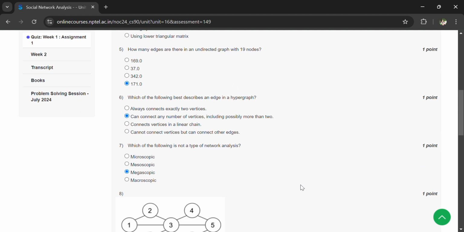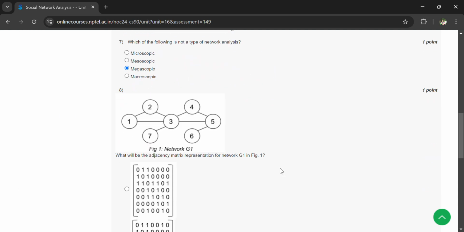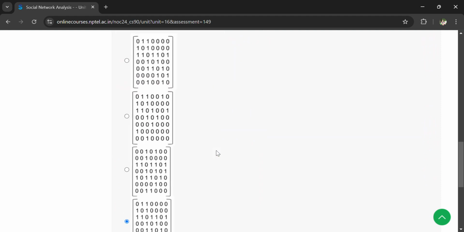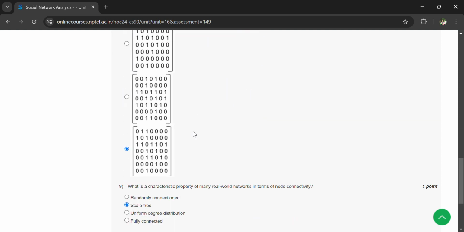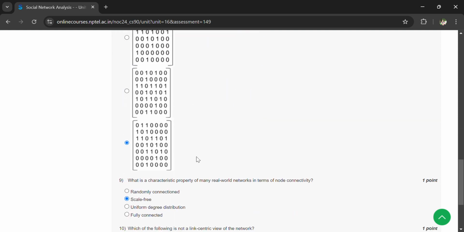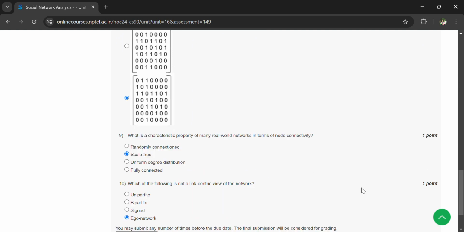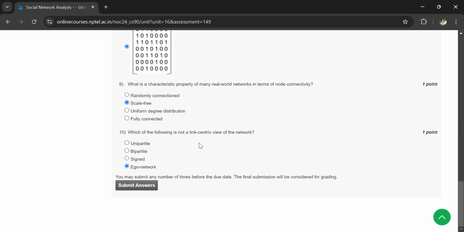Megascopic. Here we are having the adjacency graph, and we have to find out what is the adjacency matrix. Wherever there is an edge, you have to represent it as 1, and where there is no edge, we can represent it as 0. So this is the right option. What is the characteristic property of many real-world networks in terms of node connectivity? Scale-free. Which of the following is not a link-centric view of the network?